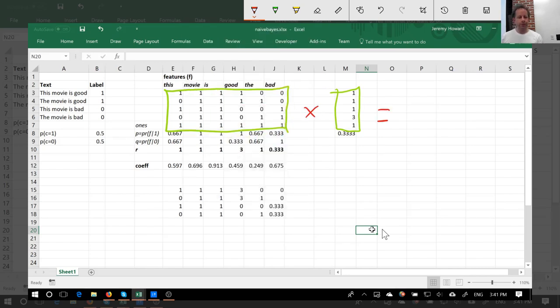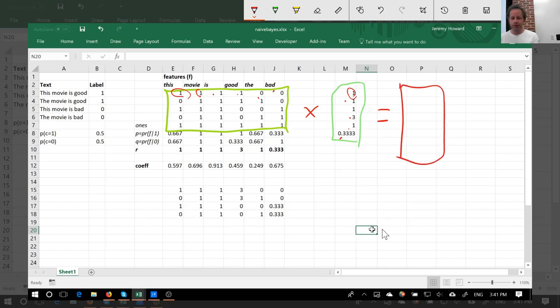So we're going to end up with 1 times 1 plus 1 times 1, 1 times 3, 0 times 1, 0 times 0.3. And then the next one, 0 times 1, 1 times 1, and so forth. Okay, so the matrix multiply of this independent variable matrix by this coefficient matrix is going to give us an answer. So that is just a matrix multiply.